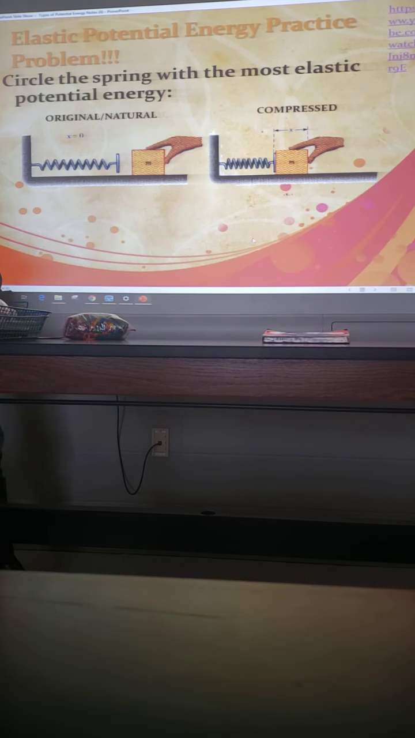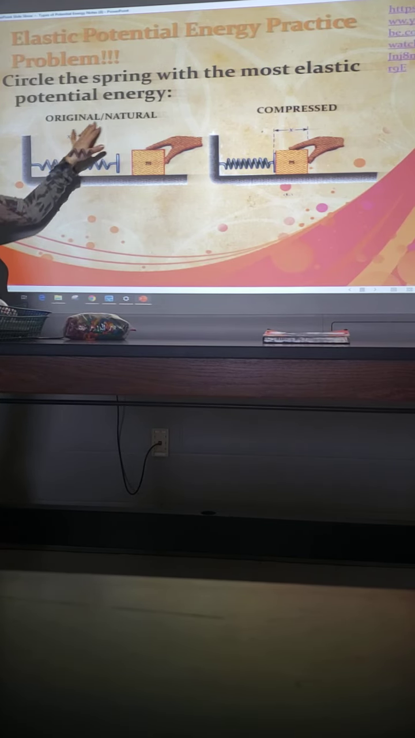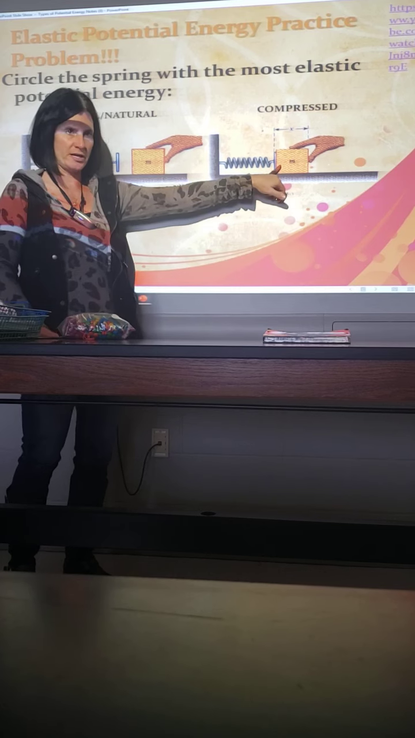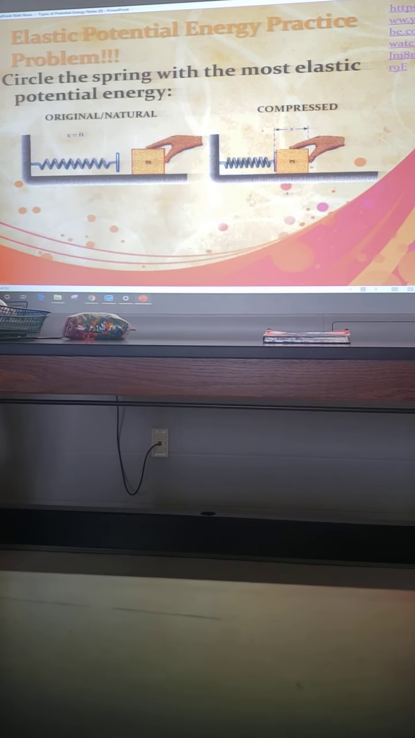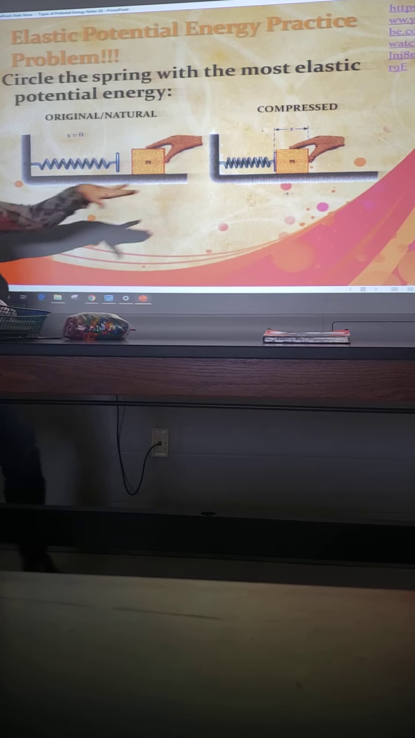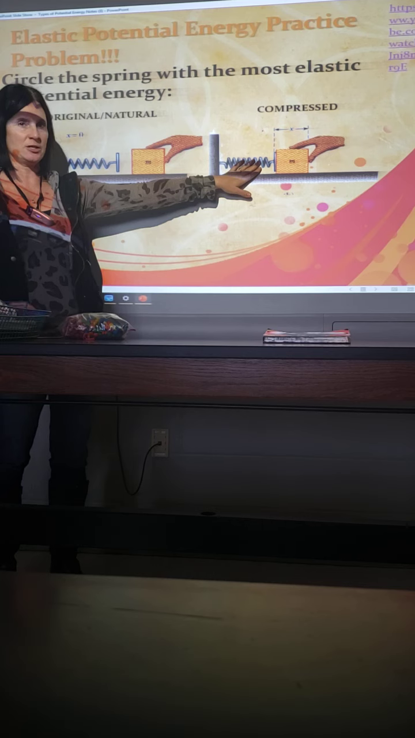Very good. Okay, so if we have this, it's important because this tells you this is the original and normal. So the block is going to push into the spring over here to compress it. All right? So which one is going to have the most elastic potential? The most potential to move? Or which one's the farthest from normal? It's all the same way to think about it. Raise your hand if you think this has the most potential energy. Raise your hand if you think this side is showing the most elastic potential.